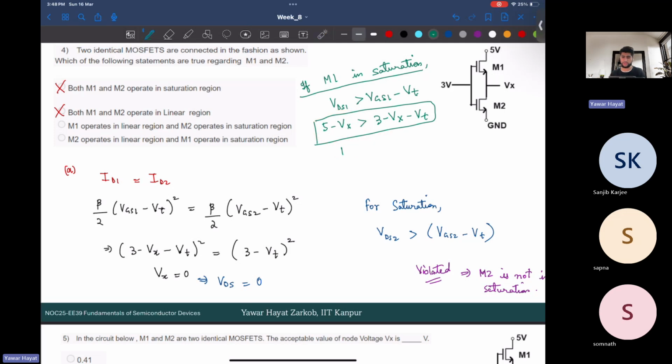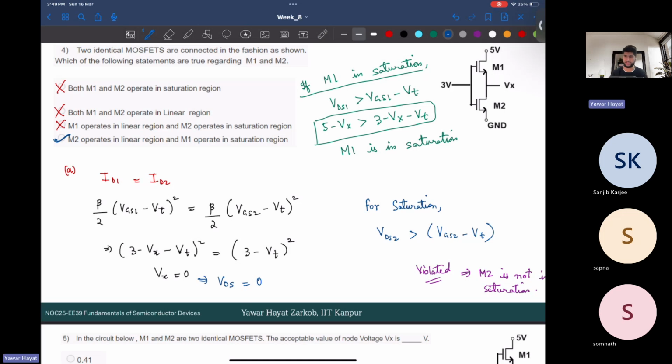So what I can conclude from this is M1 is in saturation. If M1 is in saturation, then automatically option B and option C are discarded, because they say M1 is in linear region. So the only option left is option D, which I leave as an exercise for you all to convince yourself. How will you proceed with option D? You equate the currents, but while equating the currents, you take M1 in saturation and M2 in linear.